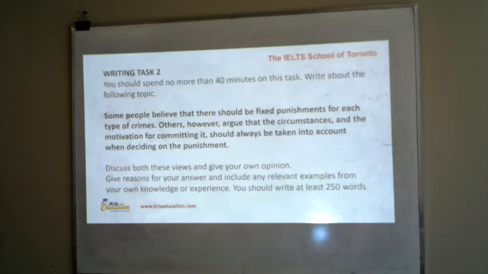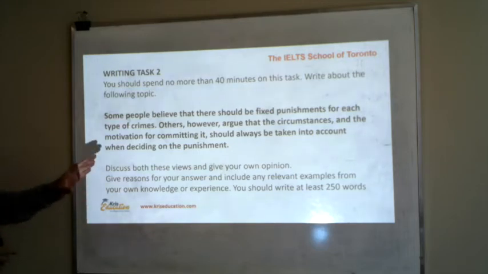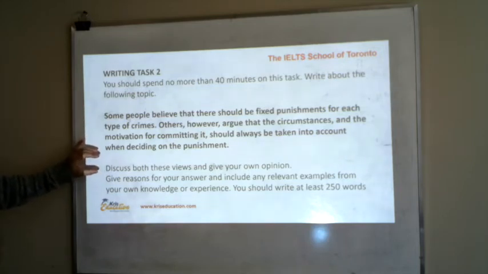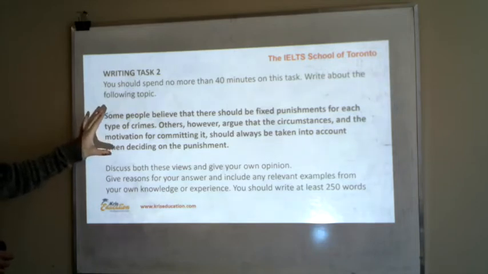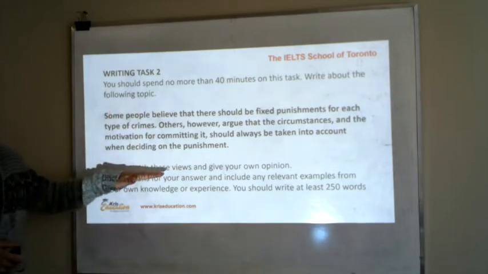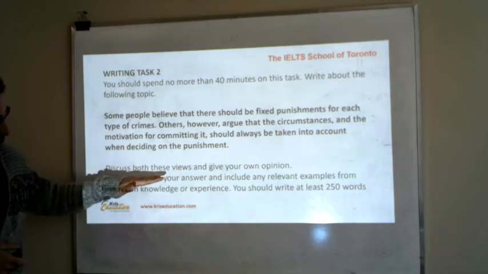This is an example of an IELTS task 2. As you see, IELTS gives you a topic and then the instructions. It is very, very important to read the topic very carefully. Everything starts from here. And to do exactly what IELTS is asking you to do.